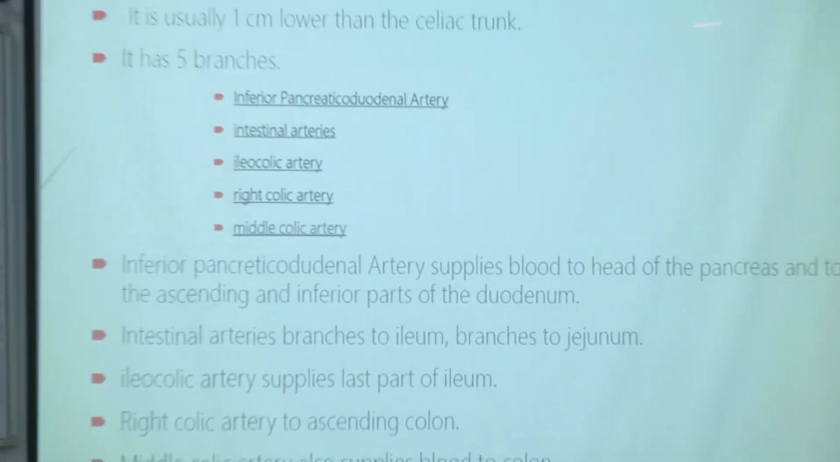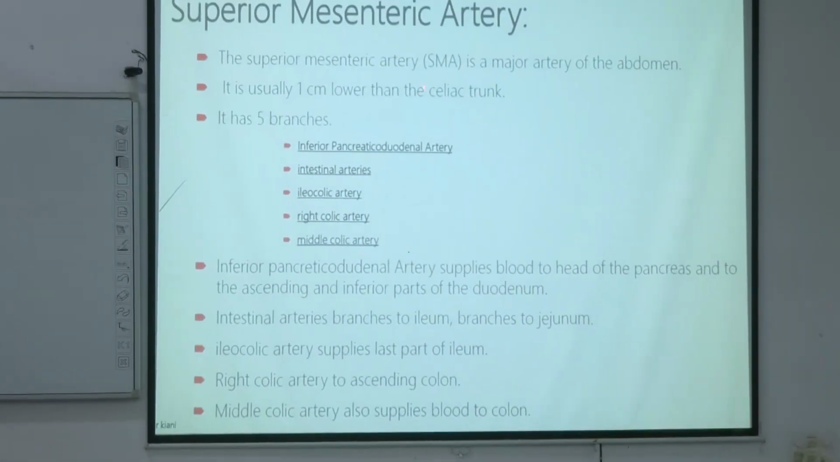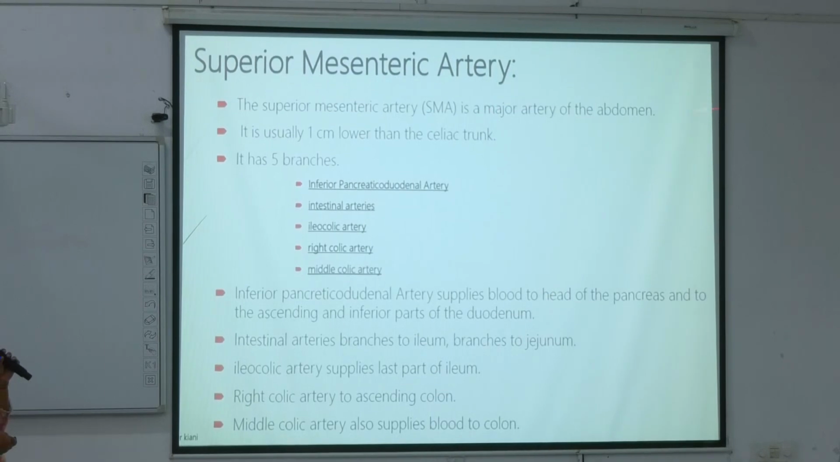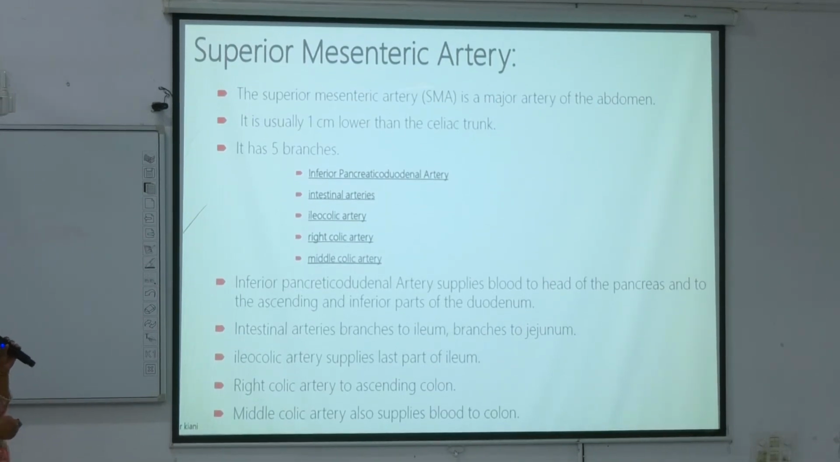Next is superior mesenteric artery. It is a major artery of the abdomen, the artery of the midgut. Celiac trunk was the artery of the foregut. This is the artery of midgut. It is usually 1 centimeter lower than the celiac trunk. It has 5 branches. These are the branches.